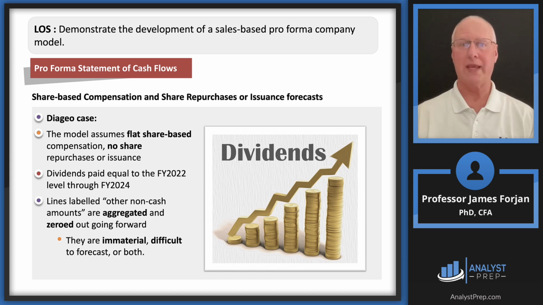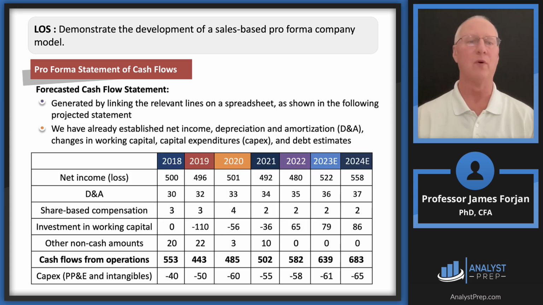Some assumptions that we're making about total outstanding shares. We need to worry about share-based compensation, which of course includes things like stock options and other things. Dividends paid, we're assuming they're going to be the same in our estimates for 2023 and 2024 as they were in 2022. Share-based compensation, no share repurchases or issuance. So that makes life fairly simple for us.